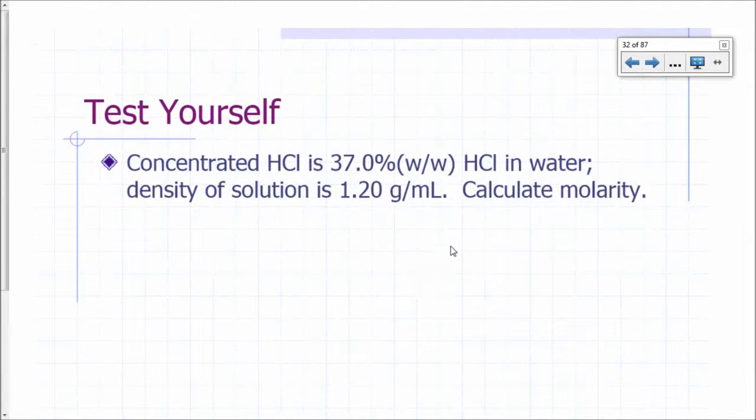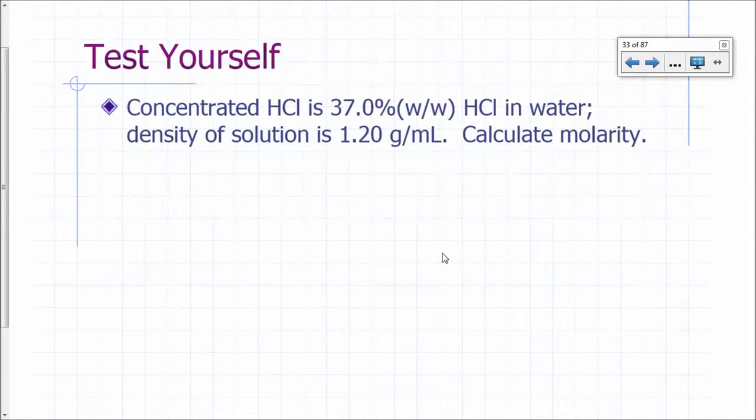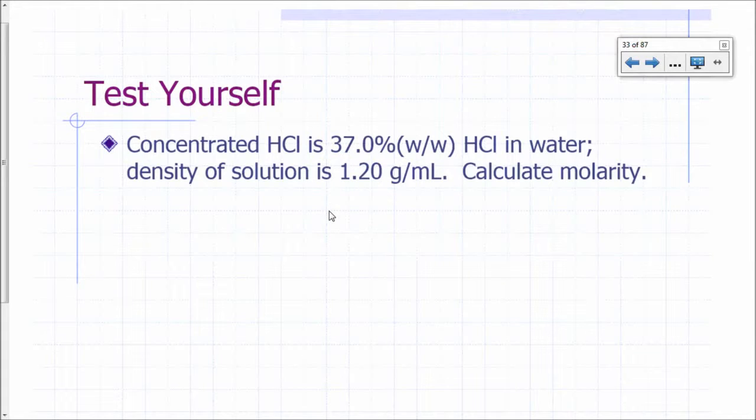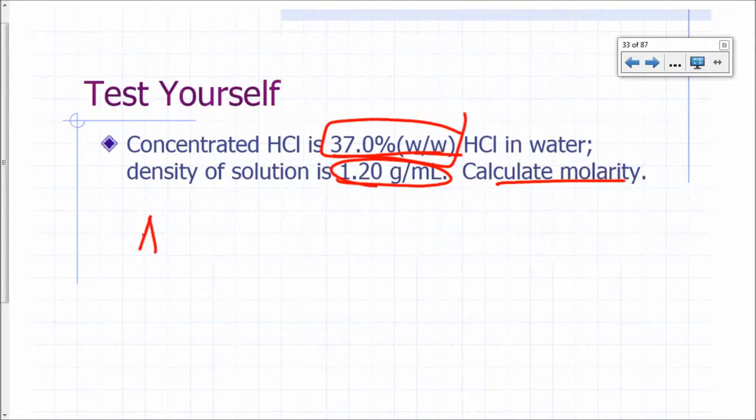Let's illustrate that with conversion from percent by weight to molarity. If you have a concentrated hydrochloric acid solution, it's 37% by weight HCl in water. The density is 1.2 grams per mL. So what are we going to assume here? I know percent by mass, so what's a good assumption to make? Okay, so 100 grams of solution, right?